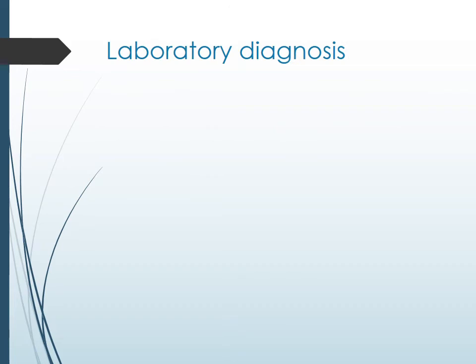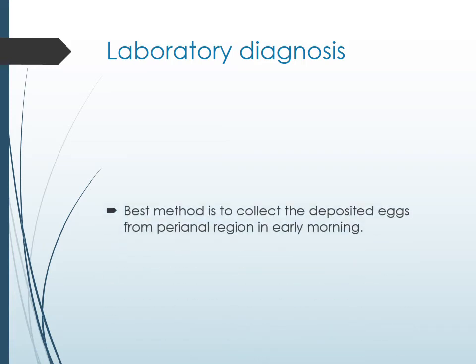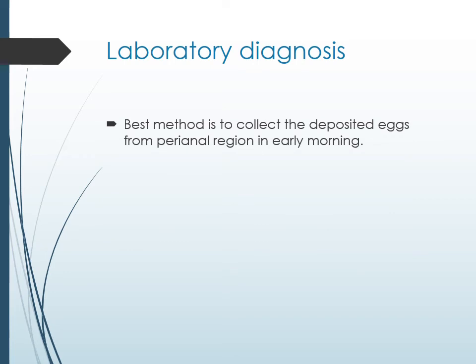Now we are coming to lab diagnosis. So in most of the intestinal parasites, stool examination is the best way to diagnose. But here the best method is not stool examination, but the best method is to collect the deposited egg from the perianal region in the early morning. The way of doing this is very easy, that is the NIH swab. NIH stands for National Institute of Health.